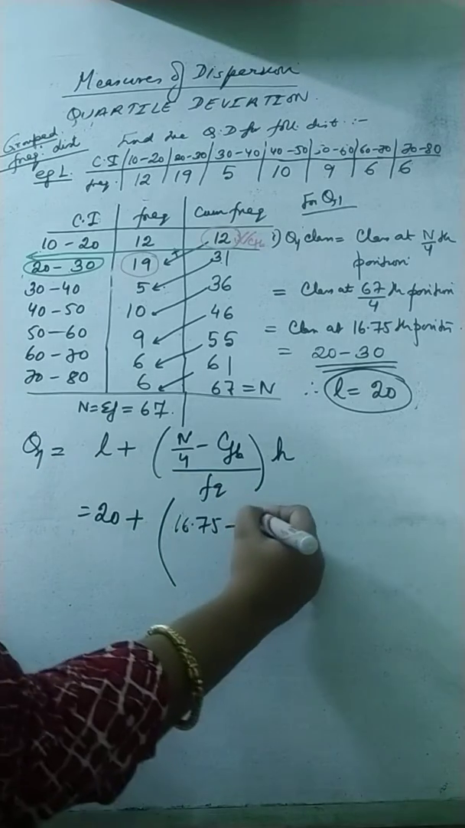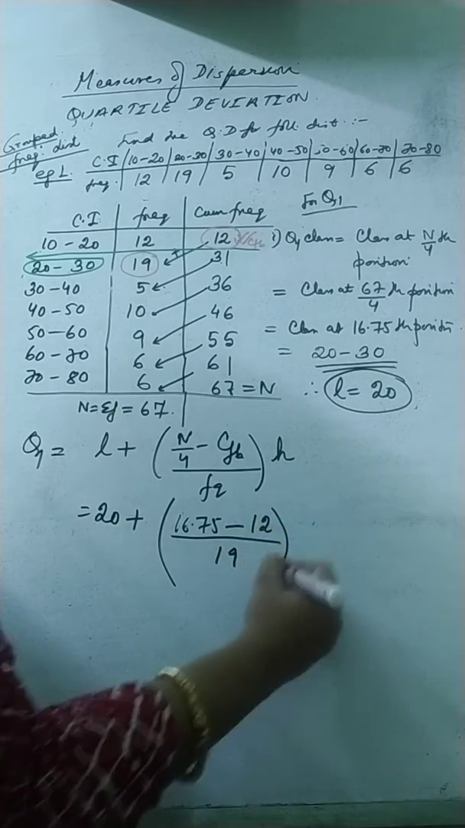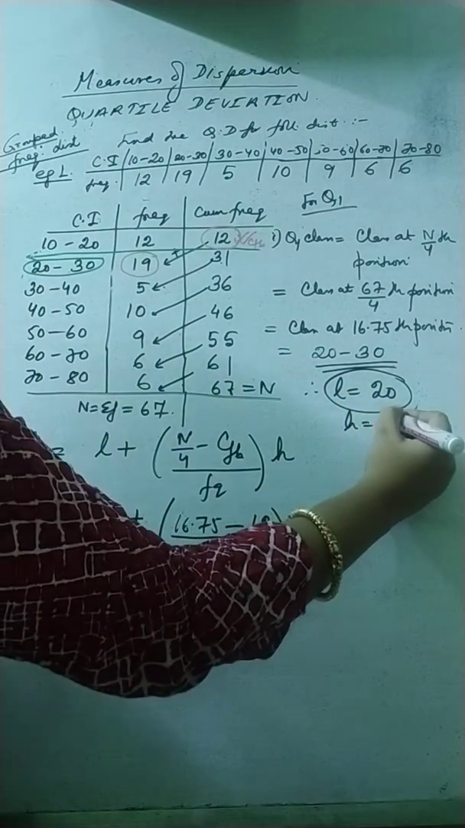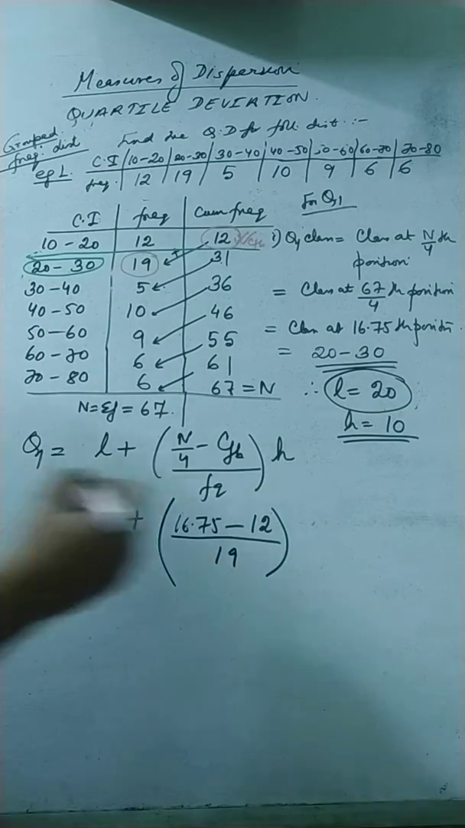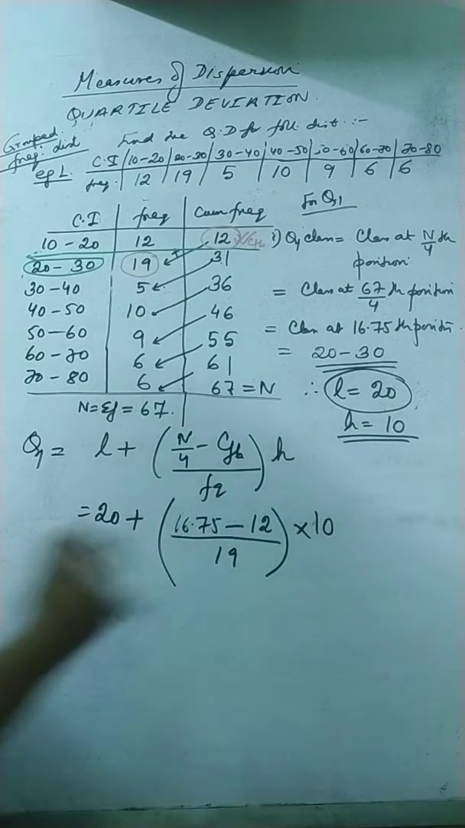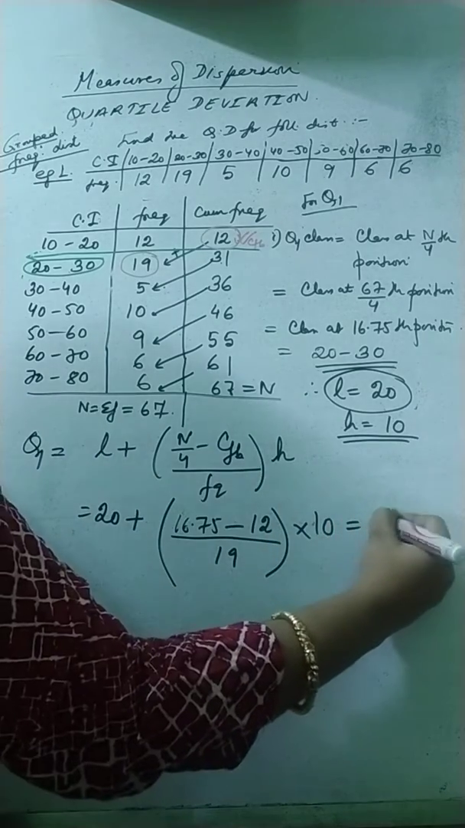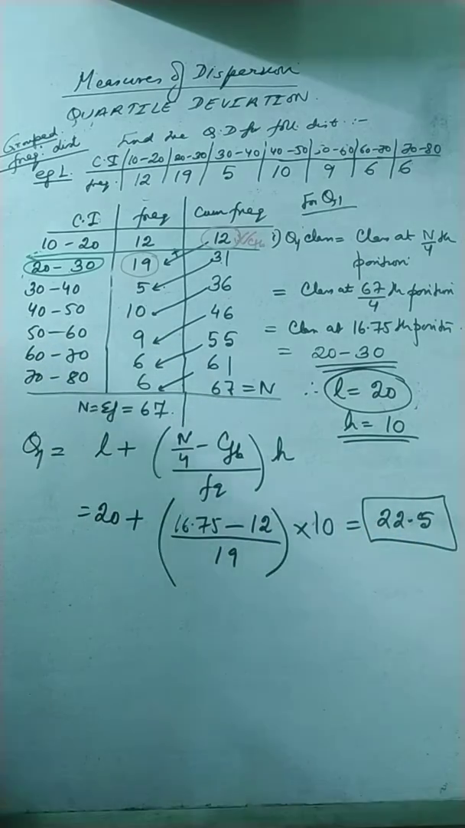So coming to it, CFB is your 12 and FQ is 19. Length of the class intervals, what is the difference? It is 10, isn't it? 10 to 20, 20 to 30 like that. So this is 10. And then follows your calculation. How much is it coming to? You can check with your calculator. I'm writing the answer. Answer will be 22.5. Okay.